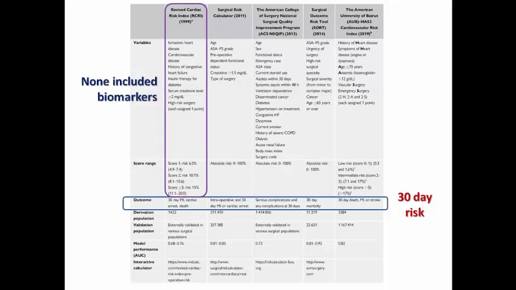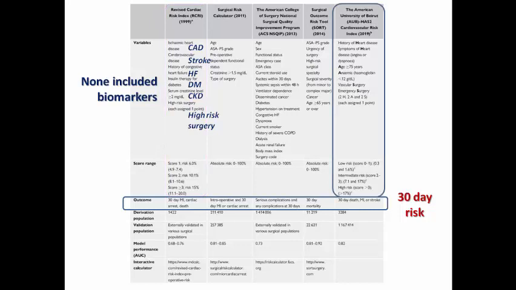The most famous and classic score is the Revised Cardiac Risk Index published in 1999 that assesses coronary artery disease, stroke, heart failure, diabetes, CKD, and high-risk surgery. Each one of them is assigned 1 point. But the most recent one is the American University of Beirut Cardiovascular Risk Index published in 2019.